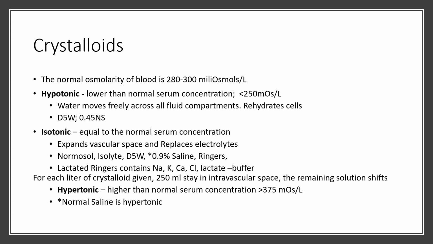Crystalloids are classified as hypotonic, isotonic, or hypertonic. This refers to the concentration of solutes within those fluids in relationship to a normal osmolality of our blood. The normal osmolarity of our blood is 280 to 300 milliosmoles per liter. Hypotonic means solutions that have less than that concentration.